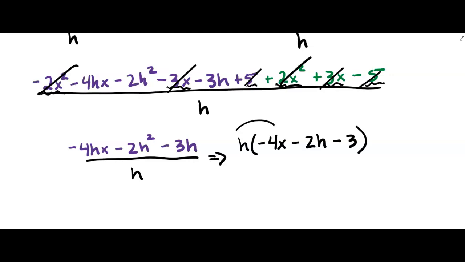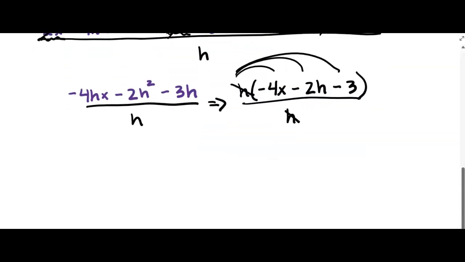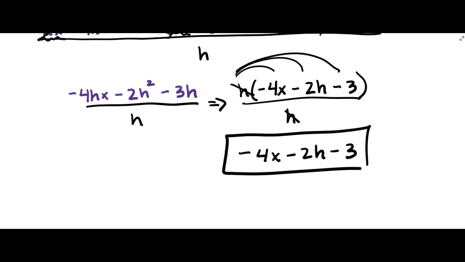So this would be the negative 4hx. This would be the negative 2h squared. And this would be the minus 3h. And it's all over h. But then that's great because this h can cancel with this h. Okay, so our final answer here is negative 4x minus 2h minus 3. I would probably just leave it in that form. It would be good enough for me. Okay, so there's another example with a little more detail on it.